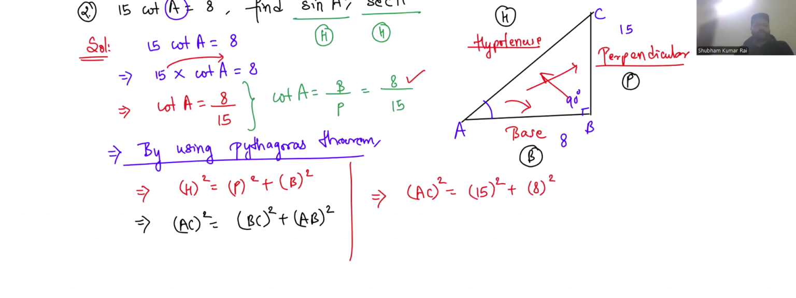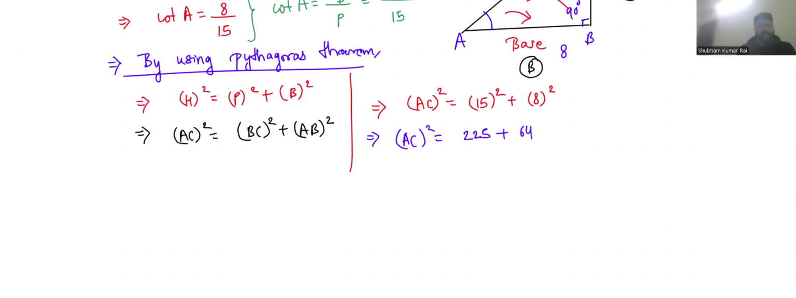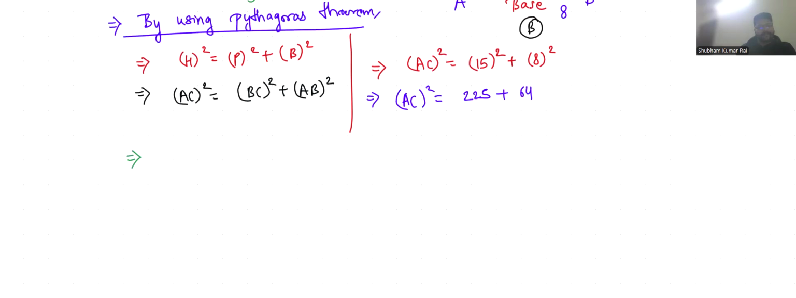Now, if we solve it further, we get AC square. 15 square is 225, whereas 8 square is 64. So if we move further and solve the question, AC whole square is equal to 225 plus 64. If we solve it, we get AC whole square is equal to 289.